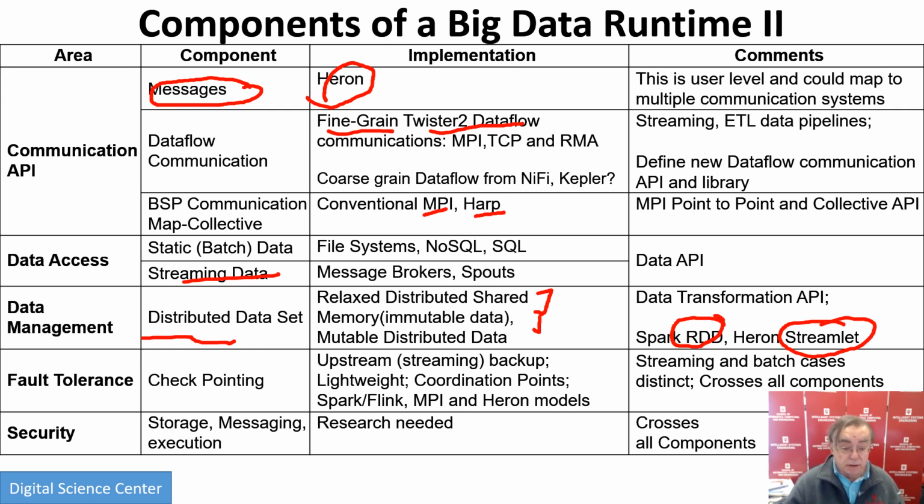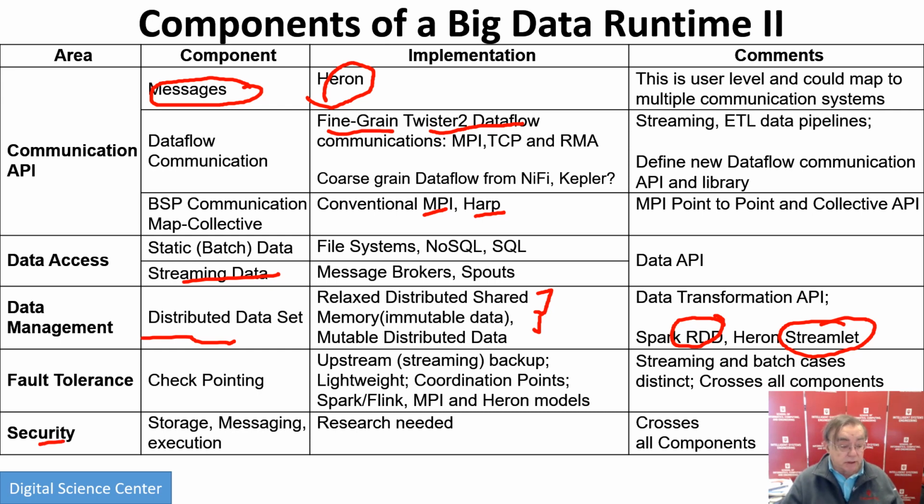Checkpointing. Well, you can decide where you want a checkpoint. And Spark and Flink and MPI and Heron all have checkpointing models. And they're different between batch and streaming. And we have to worry a little that some of these technologies are better at streaming than others. Heron and Flink are pretty good at streaming. Spark is not. MPI is dreadful.